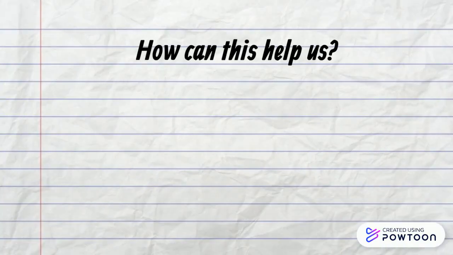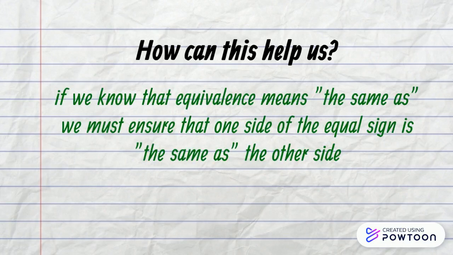So how can equivalence help us, and when do we use equivalence? If we know that equivalence means the same as, we must ensure that one side of the equal sign is the same as the other side. So equivalence can help us when we're missing parts of our equation.